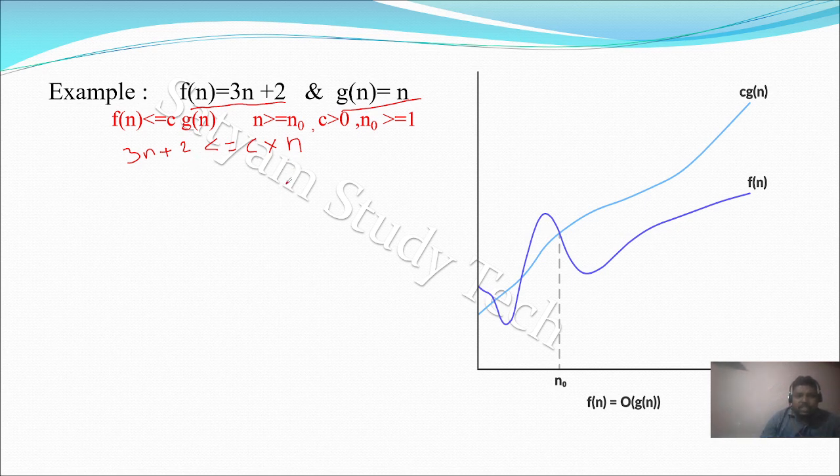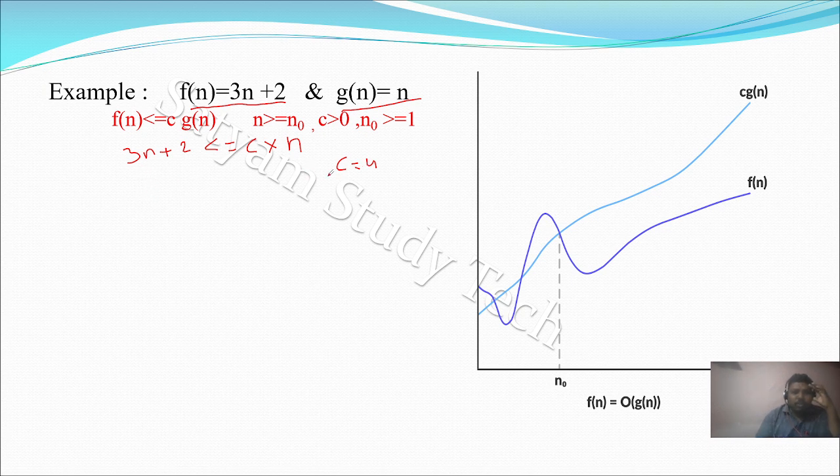Now we can choose any value for c. So I consider the c value is 4. Why do I consider the c value is 4? For example, you can consider the c value is 1. Now you can check n value is 1. So that is 3 into 1 plus 2, that is 5 less than or equal to 1 into 1. It is not satisfied. So that's why you can take c value as 4 or more than 4.